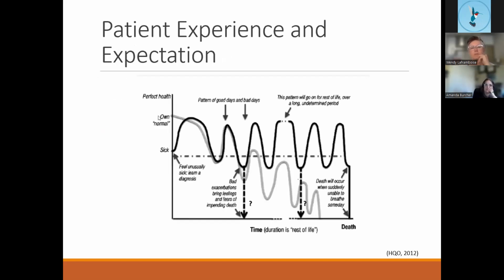So it's interesting. This is a patient experience and expectation as far as their trajectory of illness. In the dark black line, we can see on the left-hand side, the patient's sick, they're not doing well, then they get better. They're sick again. If you look at this graph, it almost looks like the patient perceives that they go back to their baseline function after every exacerbation, and then they just suddenly die. And this is a graph from Health Quality Ontario.